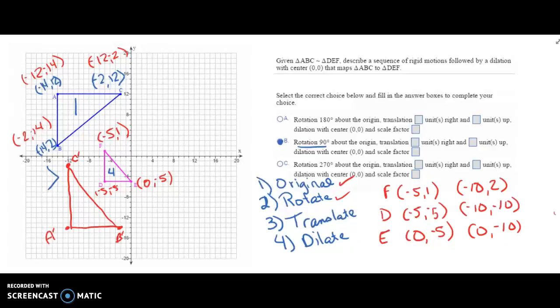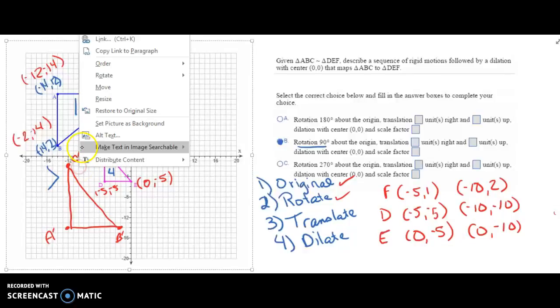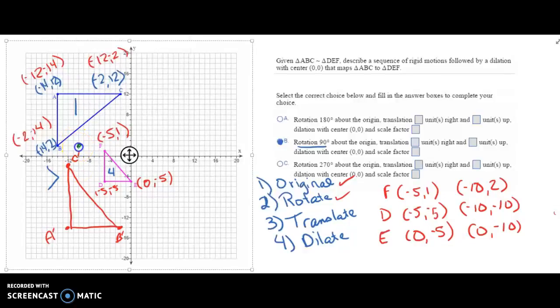Okay, let's switch off to another color. Okay, so we are going to go ahead and we're going to graph these now. So I have -10, +2, that's going to be F prime. Then I'm going to go to -10, -10. And this is going to be D prime. And then E is going to be 0, -10 here.